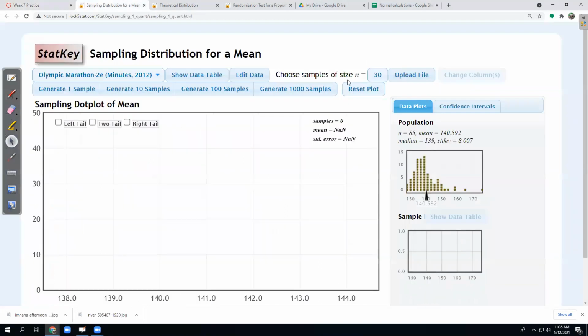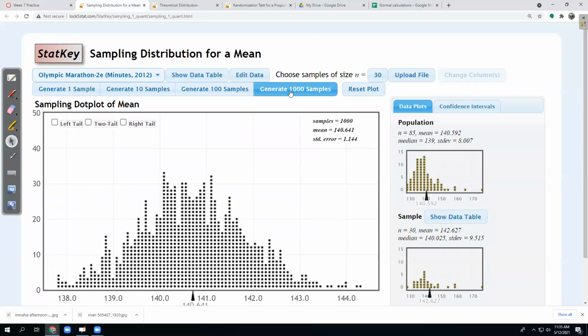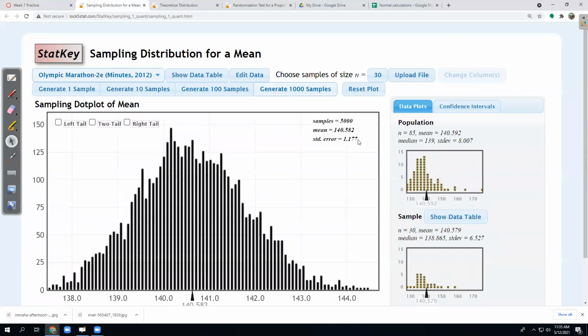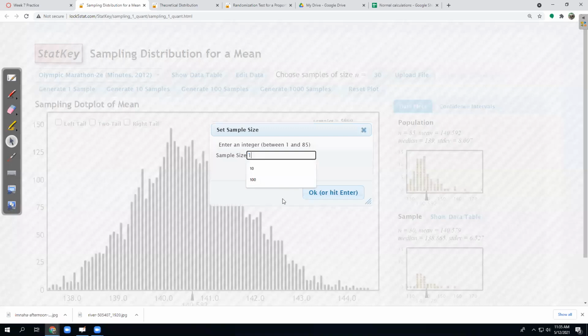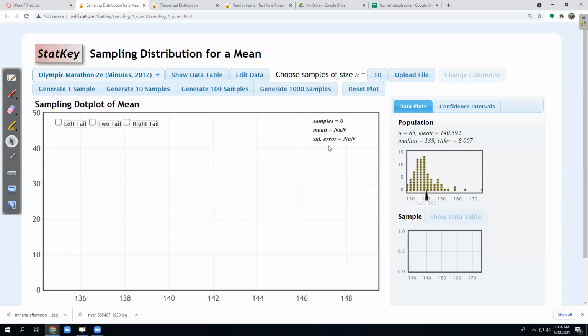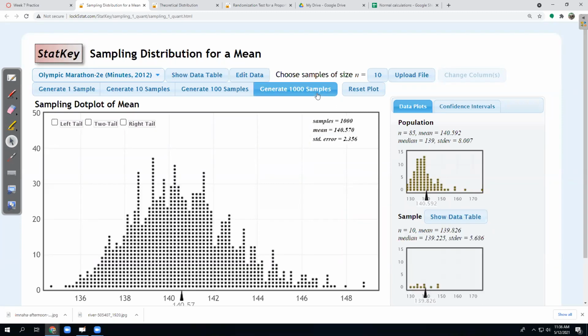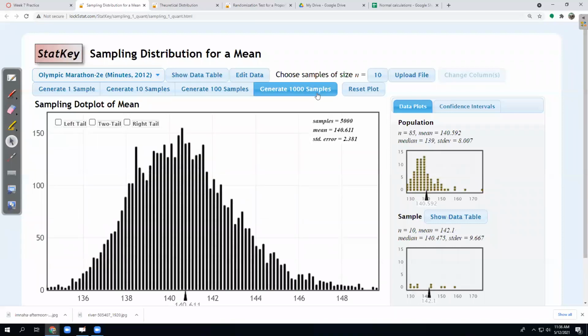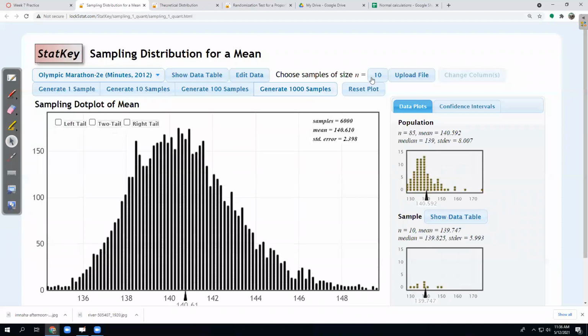Let me double check that. If I reset this and keep it at 30, I should get about the same. This time it's 1.177, which is in the ballpark of the other one. If I drop the sample size down to 10, I should get a wider spread in the samples, more variation, because I have a smaller sample size. With a sample size of 10, I get a standard error of about 2.4, which is a lot bigger than with a sample size of 30. The higher the sample size, the smaller the spread here.